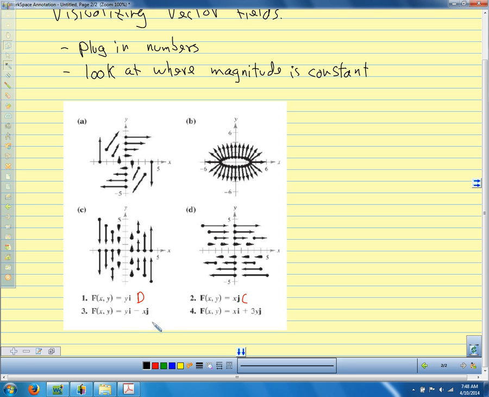y i minus x j. Seth says A. What makes you say A? They're subtracting from each other.